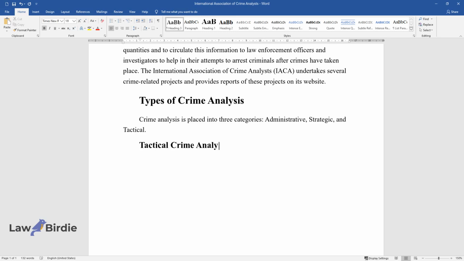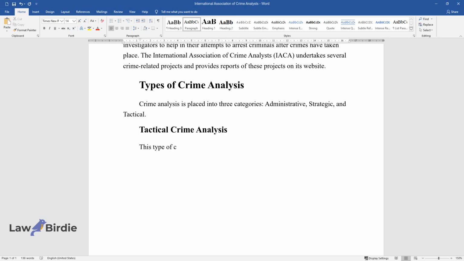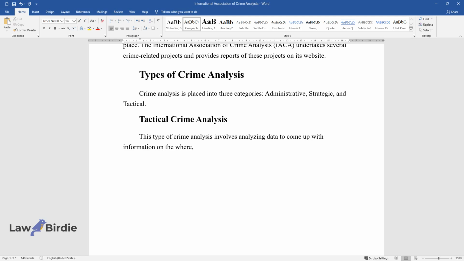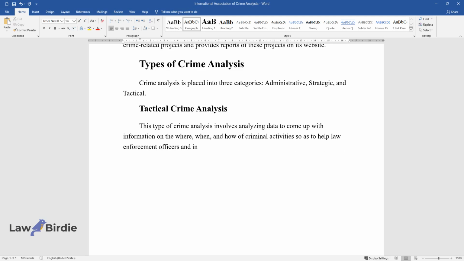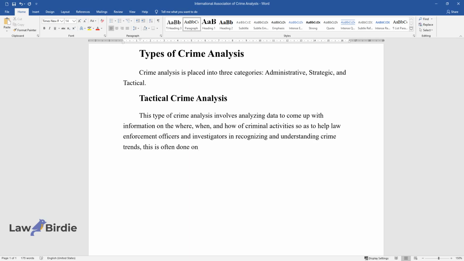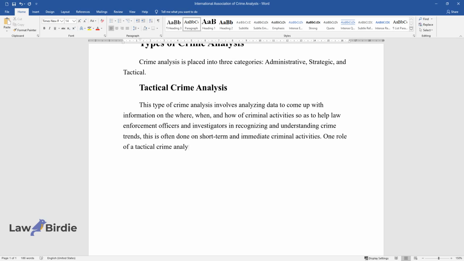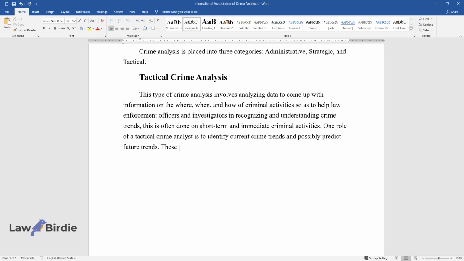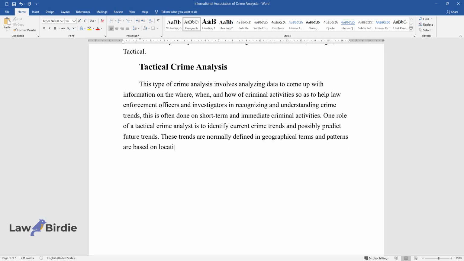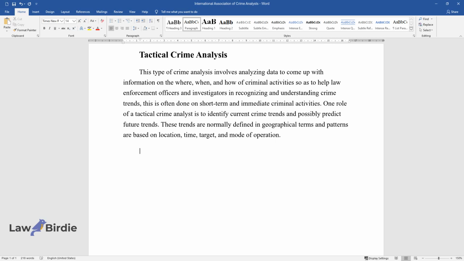Tactical crime analysis. This type of crime analysis involves analyzing data to come up with information on the where, when, and how of criminal activities so as to help law enforcement officers and investigators in recognizing and understanding crime trends. This is often done on short-term and immediate criminal activities. One role of a tactical crime analyst is to identify current crime trends and possibly predict future trends. These trends are normally defined in geographical terms and patterns are based on location, time, target, and mode of operation.